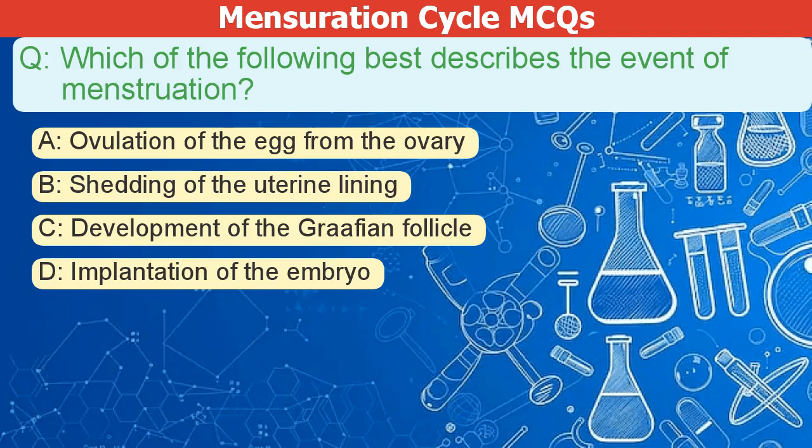Which of the following best describes the event of menstruation? A. Ovulation of the egg from the ovary. B. Shedding of the uterine lining. C. Development of the Graafian follicle. D. Implantation of the embryo.